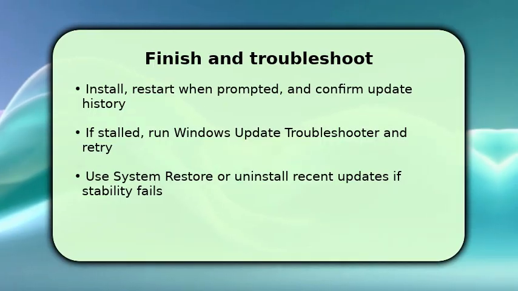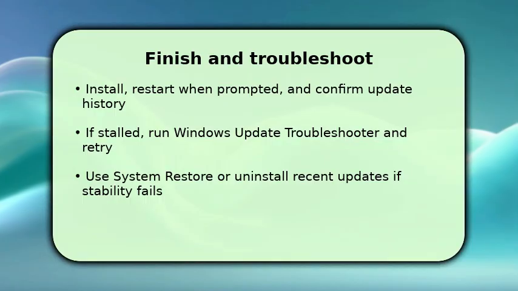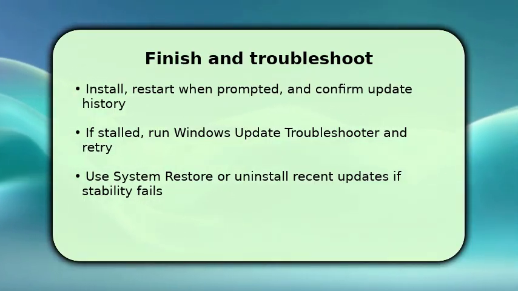View update history to confirm no errors. If an update stalls, run the Windows Update troubleshooter, clear the software distribution cache, and retry. Those steps often fix corrupted downloads.